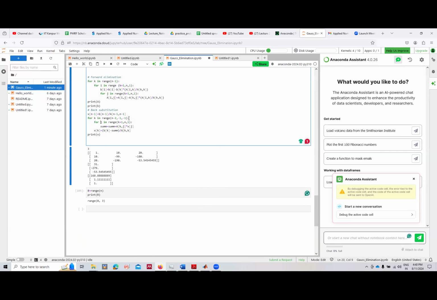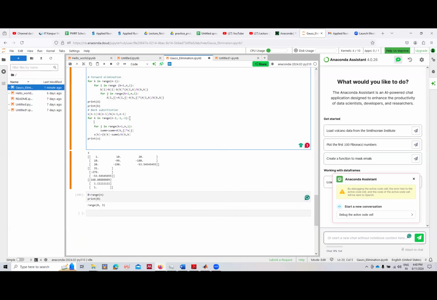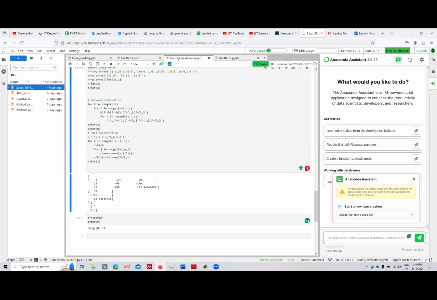Oh, I need to define sum equal to 0 first. It was earlier taking some garbage value. So sum equal to 0, I initially defined. Okay, now it will run correctly. See, now we have got 1, 1, 1. Okay, so this is the forward elimination, then back substitution.